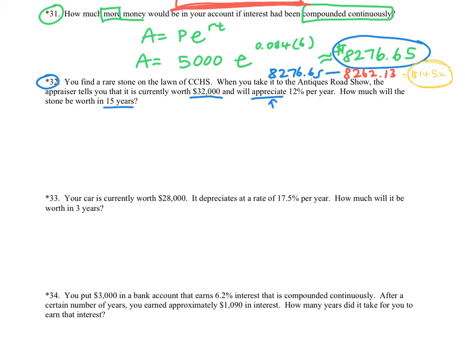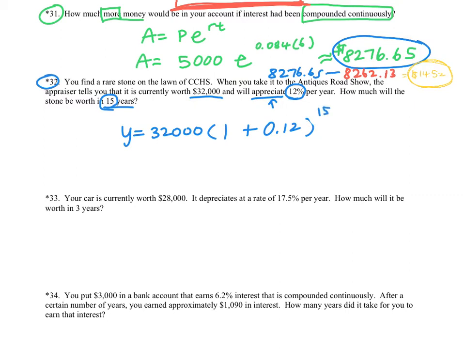So when you have something that is increasing at the same percentage per year or decreasing at the same percentage per year or per month or on a regular basis, this is going to be an exponential equation. So remember, you're starting with 32,000. Don't forget that 1. It's appreciating, so it's going to be a plus 12%, so we put that in terms of decimal form. And then we're going to have a t right here. So that's like our function. But we're trying to figure out how much it's going to be worth in 15 years. So instead of t, I'm going to plug in 15.